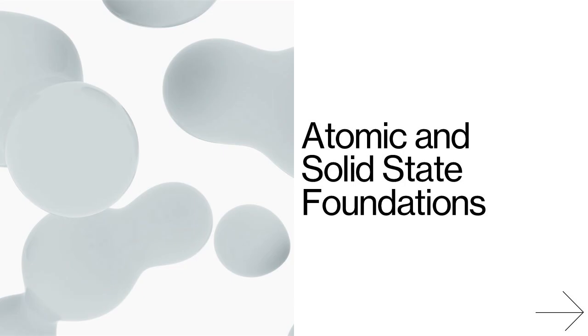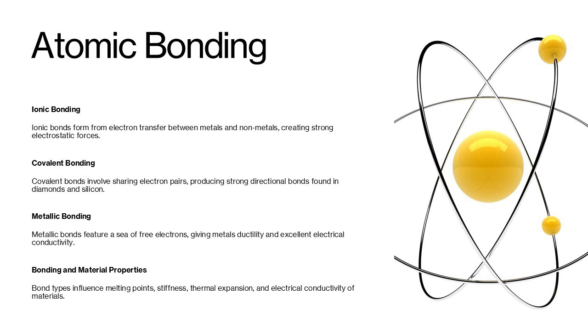We begin with atomic bonding and solid-state structures. These concepts explain why materials behave differently under mechanical, thermal, and electrical conditions. Atomic bonding is the fundamental force that holds atoms together in materials and dictates their properties. There are three primary types of atomic bonds: ionic, covalent, and metallic.